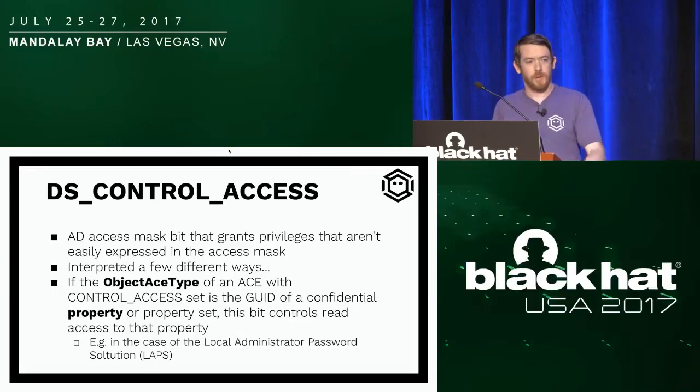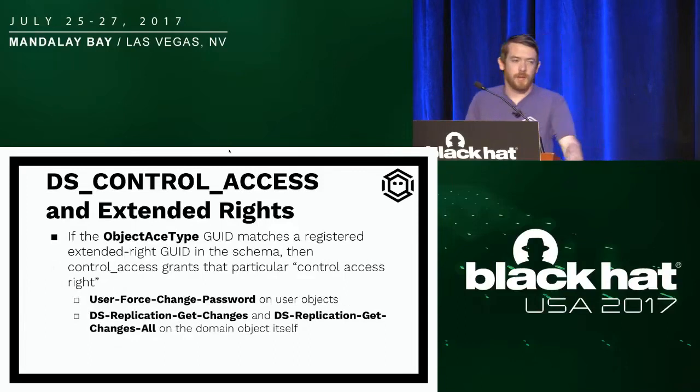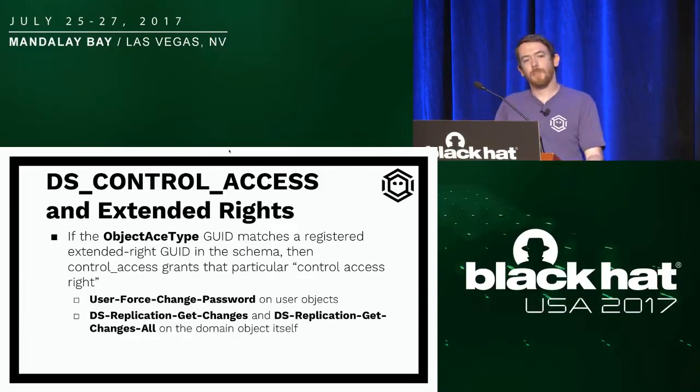All right, so hopefully it makes sense, right? Not too crazy. The second way is if the object ACE type is a GUID that's mapped to an existing extended write in the forest schema, then a specific granular write in Active Directory, and this is specific just to Active Directory, then a specific extended write is granted.